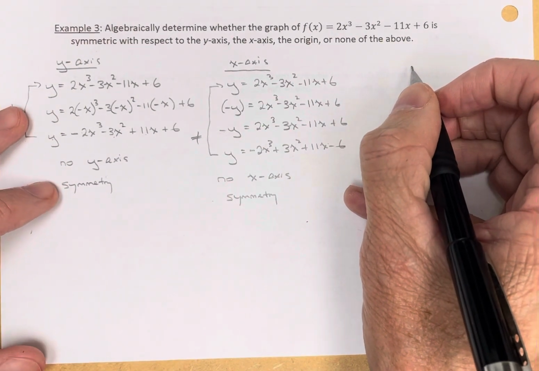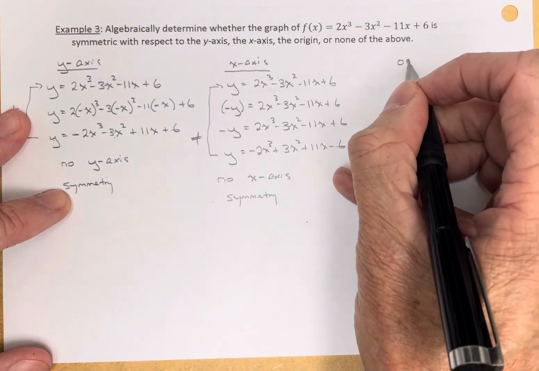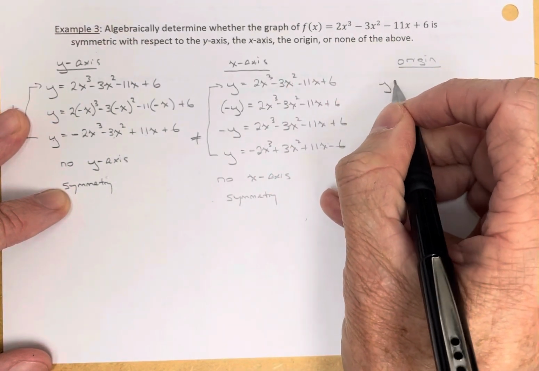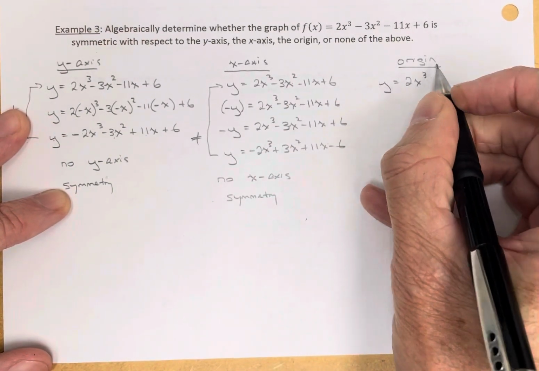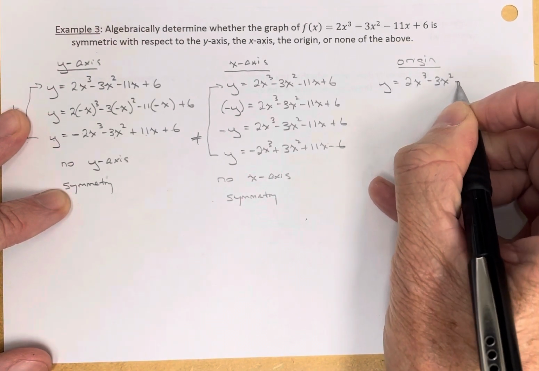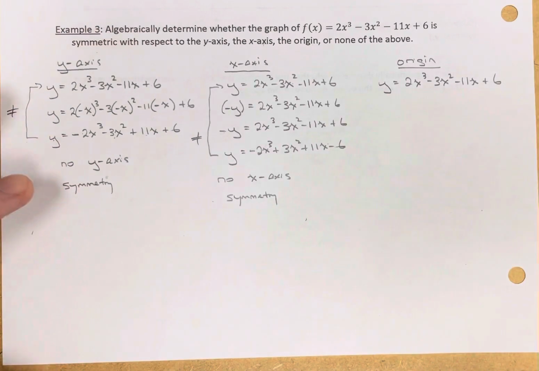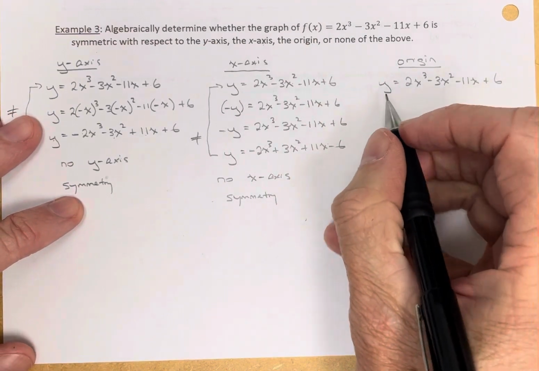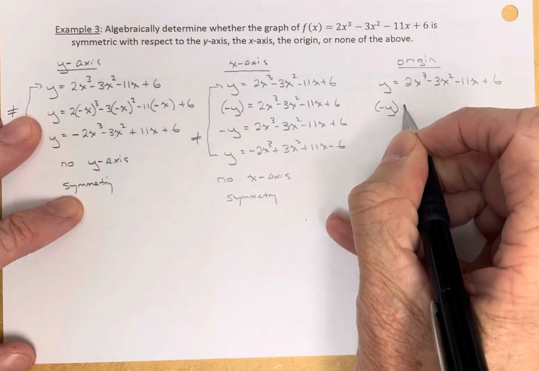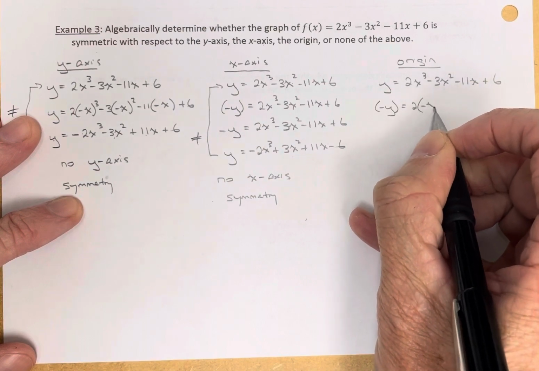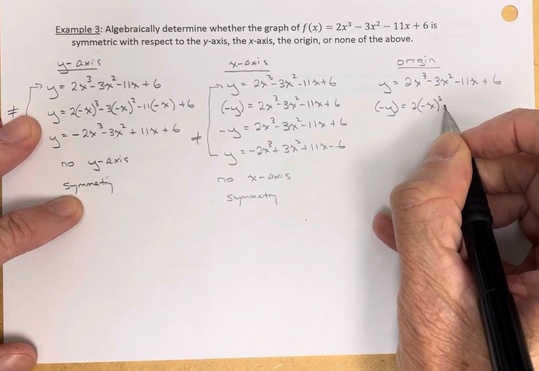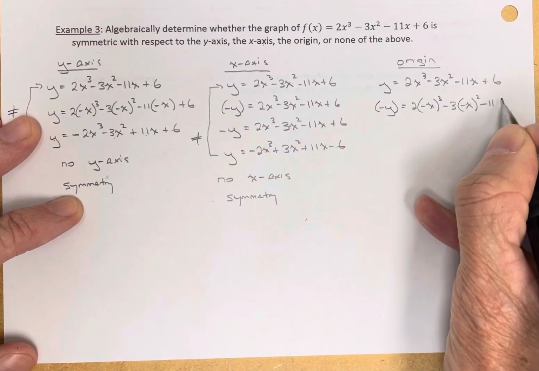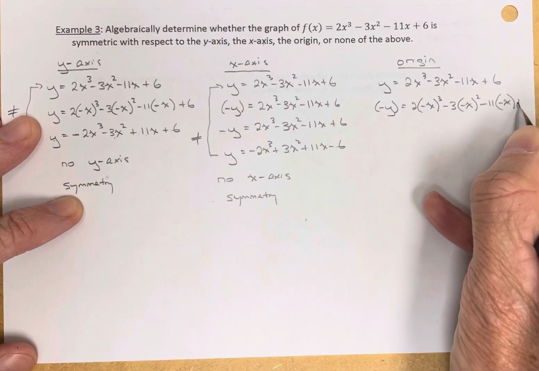Okay, well, is it symmetrical with respect to the origin, our last possibility? Again, as opposed to f of x, I'll write it with a y. 2x cubed minus 3x squared minus 11x plus 6. And now I'm going to substitute negative y in for y and negative x in for x to test for origin symmetry. So using parentheses and watching my paper space, minus 11 times negative x, plus 6.